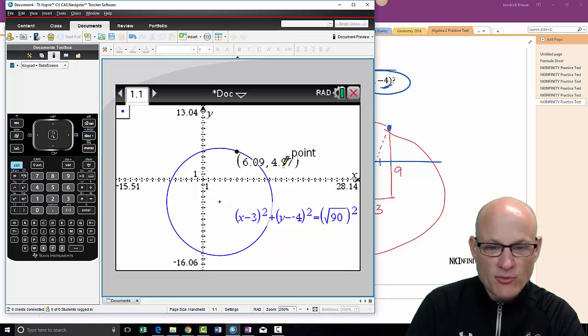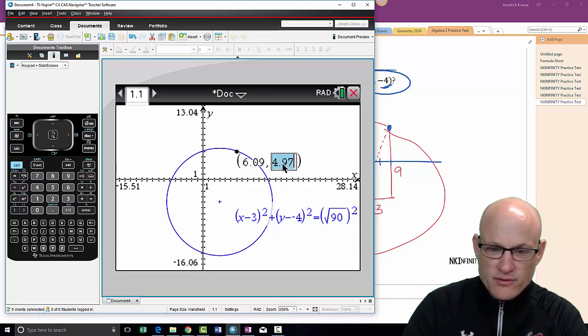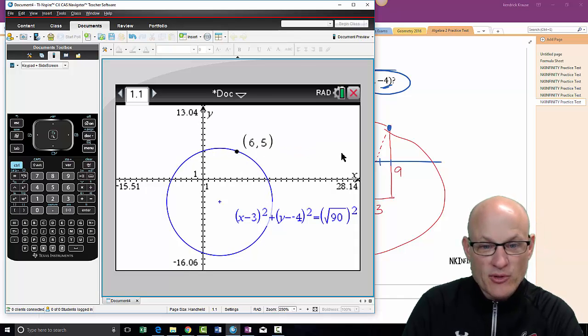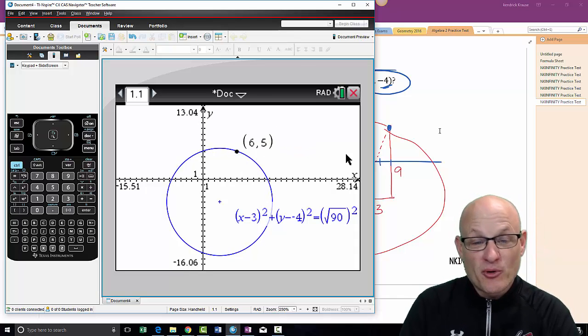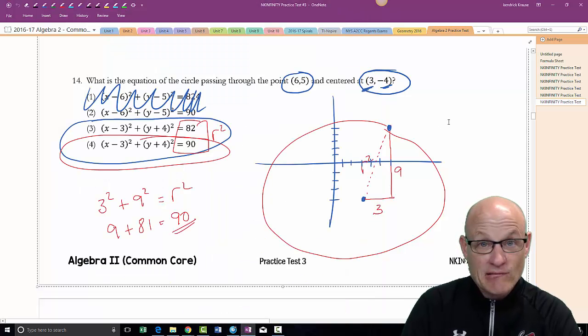I wonder if I can change that point. 5, oh, 6.5. There it is. I can just change the point. 6.5. And there it goes. It goes to the point 6.5. All right, that's it. It's not that easy, I guess.